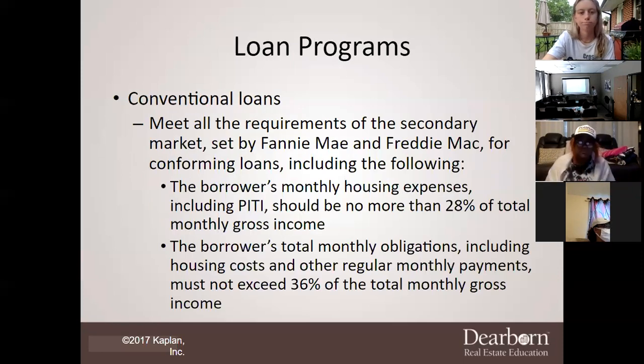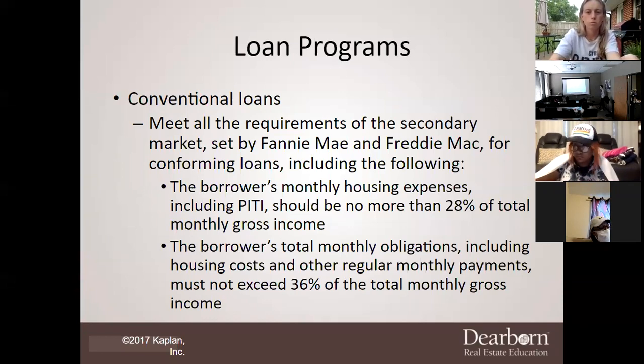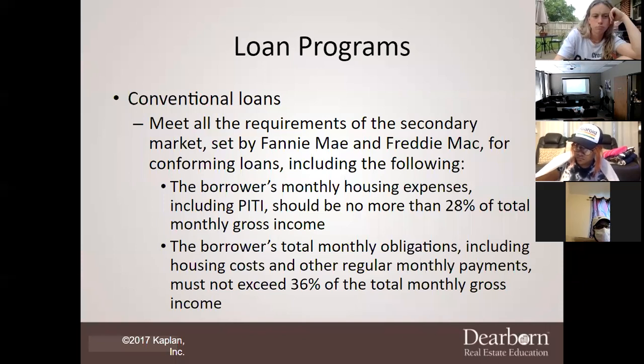More on conventional loans. Conventional loans meet all the requirements of the secondary market set by Fannie Mae and Freddie Mac for conforming loans, though it includes the following. The borrower's monthly housing expenses include PITI, principal, interest, taxes, and insurance, and it should be no more than 28% of the monthly gross income. The borrower's total monthly obligations, including housing costs and other regular monthly payments, must not exceed 30% of the total monthly gross income.